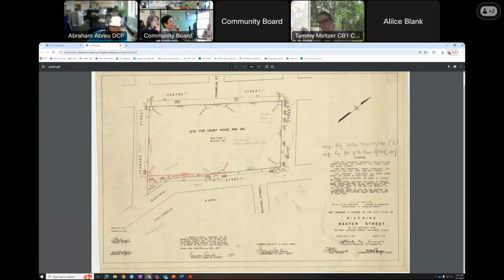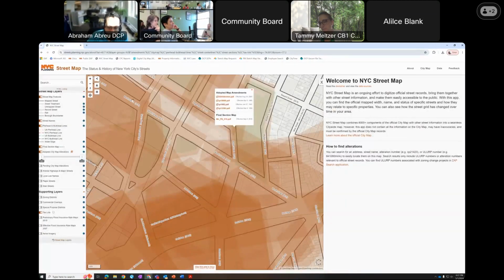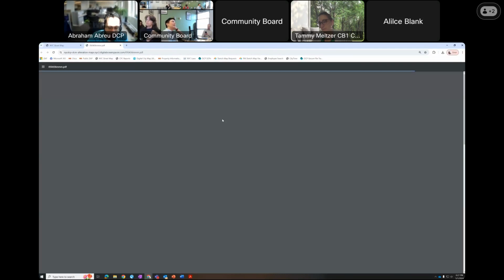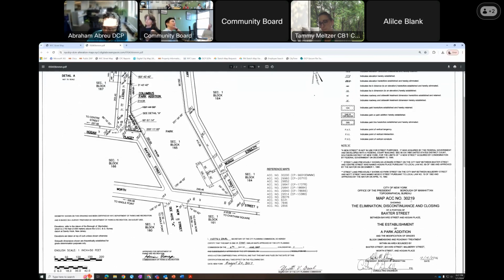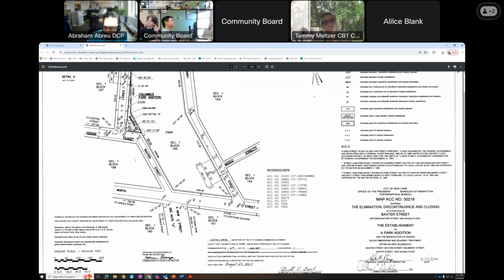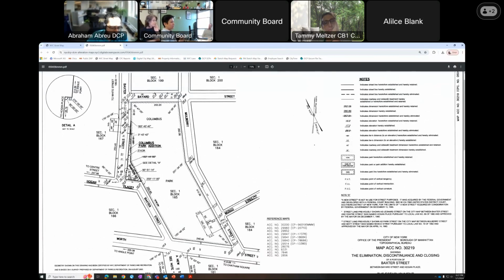So I'm going to open up a more recent one and do just a quick overview of how to look at one of these things. So let's look at this map change that happened on August 24th, 2007. All right, it says map number 30219, the elimination, discontinuance, and closing of mapping of a portion of Baxter Street between Bayard Street and Hogan Place and the establishment of a park addition. So that tells you what you're looking for, and you see all this mess happening here.